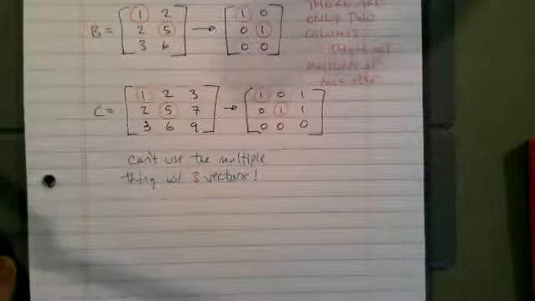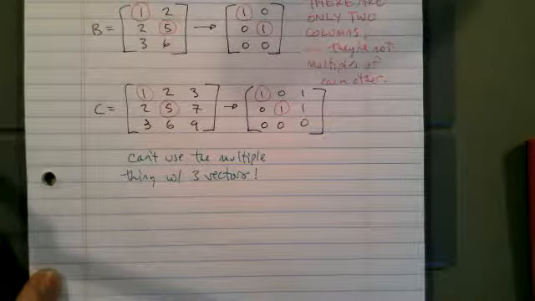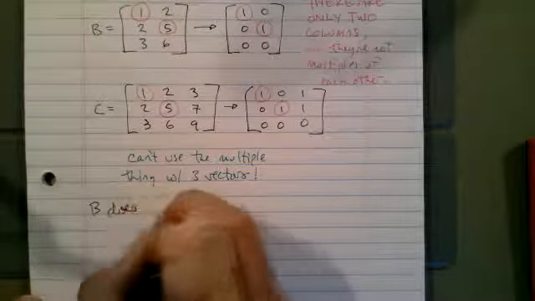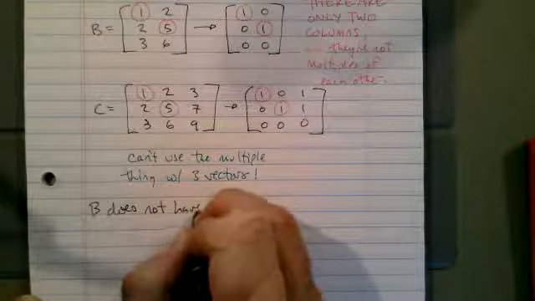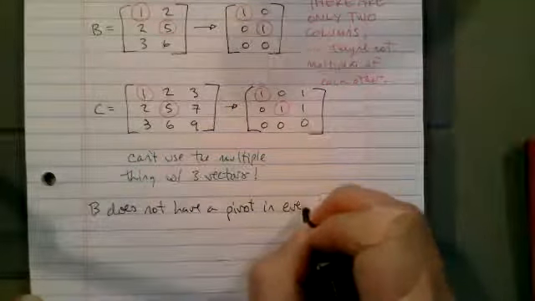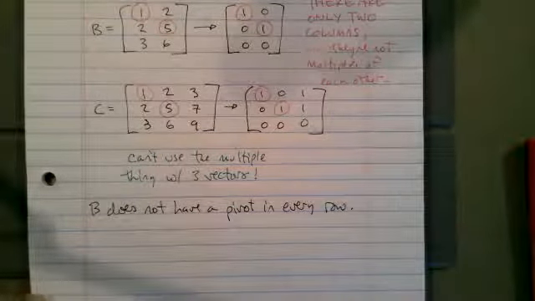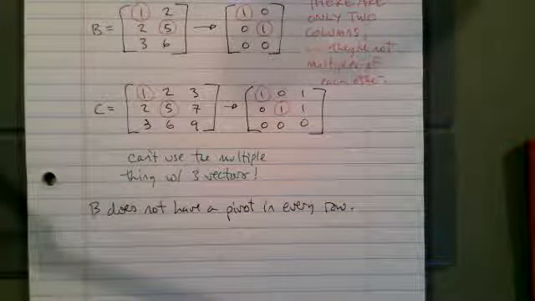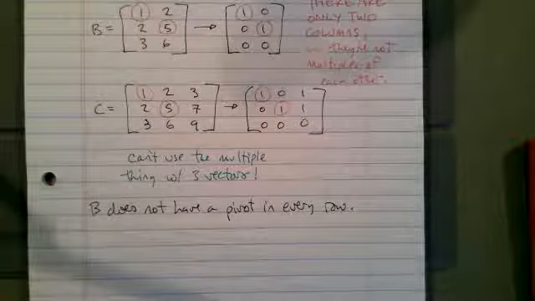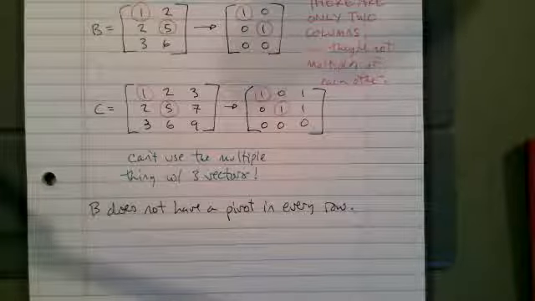So we see that B does not have a pivot in every row. This is going to tell us about whether an equation is consistent, whether the columns of B span, or whether the transformation is onto. And it's going to be no for all those.